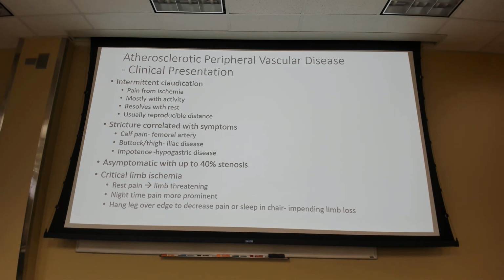So most patients are asymptomatic with up to 40% of occlusion. So it takes a little bit more than that for them to start to have symptoms. If they have any pain at night, like rest pain while they're not exercising, that's usually an important consideration that this could be limb threatening. So that is something we need to consider. Patients might also hang their leg over the edge of the bed to decrease the pain. They might sleep in a chair. I had a patient over the weekend who was sleeping in a chair, not for this, but I was like, oh, that's interesting. So it's always something to think about when you're talking to the patient and they're explaining everything to you.